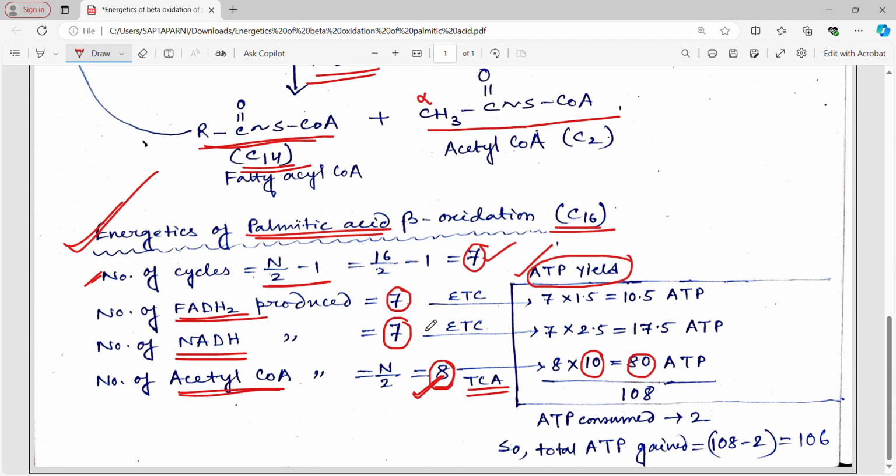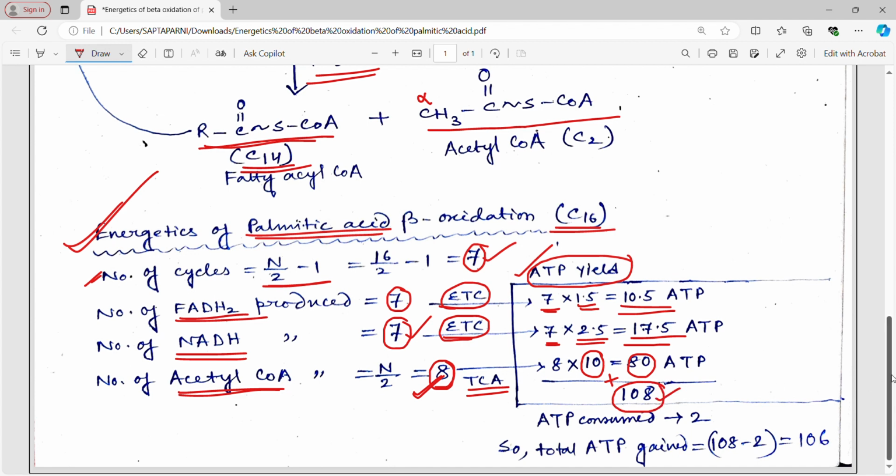Whereas 1 molecule of NADH, when it goes through the electron transport chain, forms 2.5 molecules of ATP. So 7 molecules of NADH will produce 17.5 molecules of ATP. Similarly, from 1 molecule of FADH2 in the electron transport chain, we can get 1.5 molecules of ATP. So from 7 molecules of FADH2, we will get 10.5 molecules of ATP. When we add all these ATPs, our total ATP yield becomes 108 molecules of ATP.